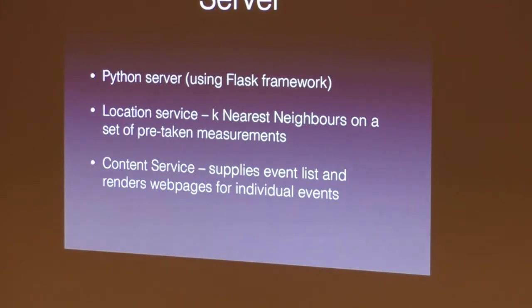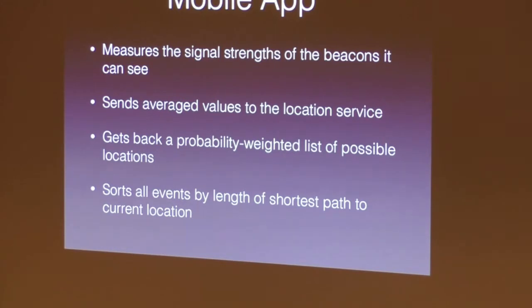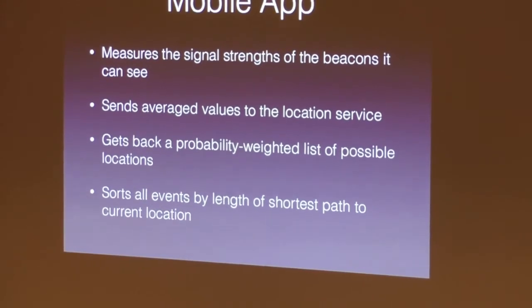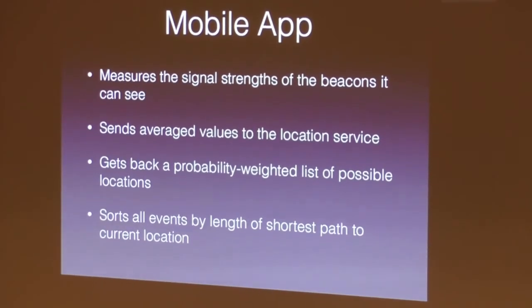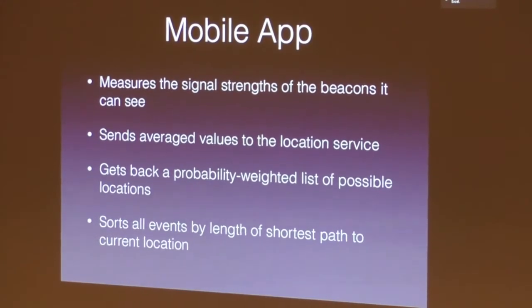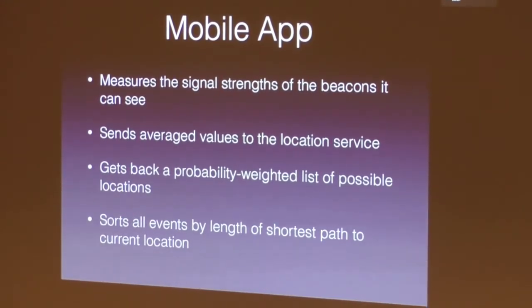In a bit more detail, our server is using a Python framework called Flask, because it's fast, reliable, and also available on Python. In the location service, we use the neighbors algorithm on the pre-taken set of measurements in order to determine where you actually are. The mobile app just measures the signal strength of various beacons, sends them to the location service, receives the probability-weighted list of possible locations where you can be, and then uses a graph-based representation of the computer lab to sort them in the order of physical proximity, basically by the length of the shortest path.